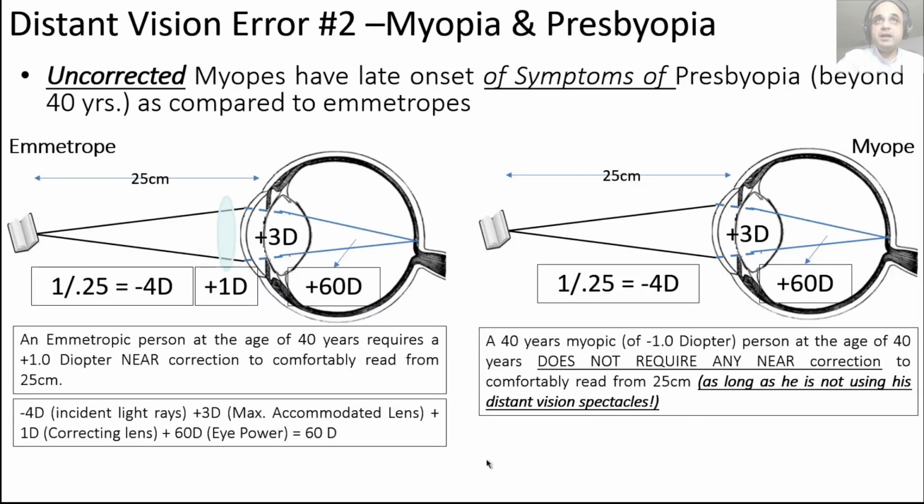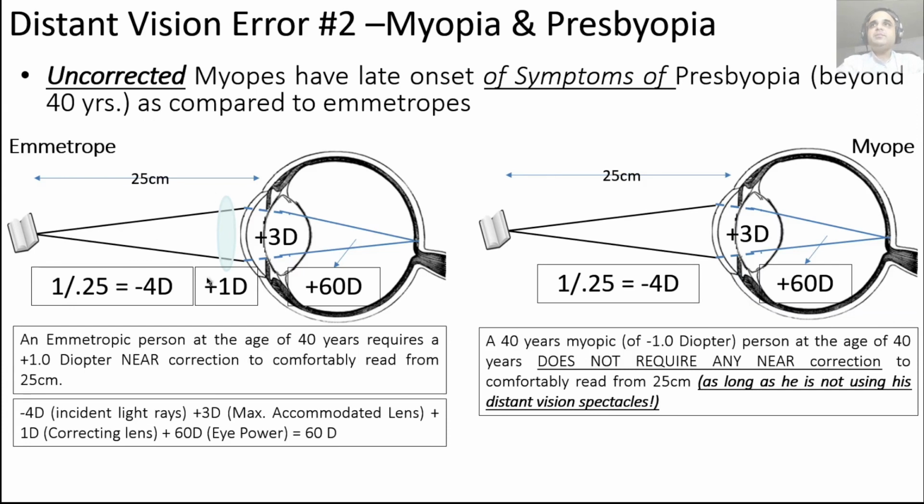So another peculiarity of myopia is myopia and presbyopia, or rather lack of presbyopic symptoms. Uncorrected myopes have late onset of symptoms of presbyopia. Their presbyopia is usually presenting after 40 years, as compared to emmetropes, people who have perfect distant vision. And it's not that difficult to explain, because remember, myopes have more than 60 diopters power, or more than required power, and presbyopia is a deficit in power.